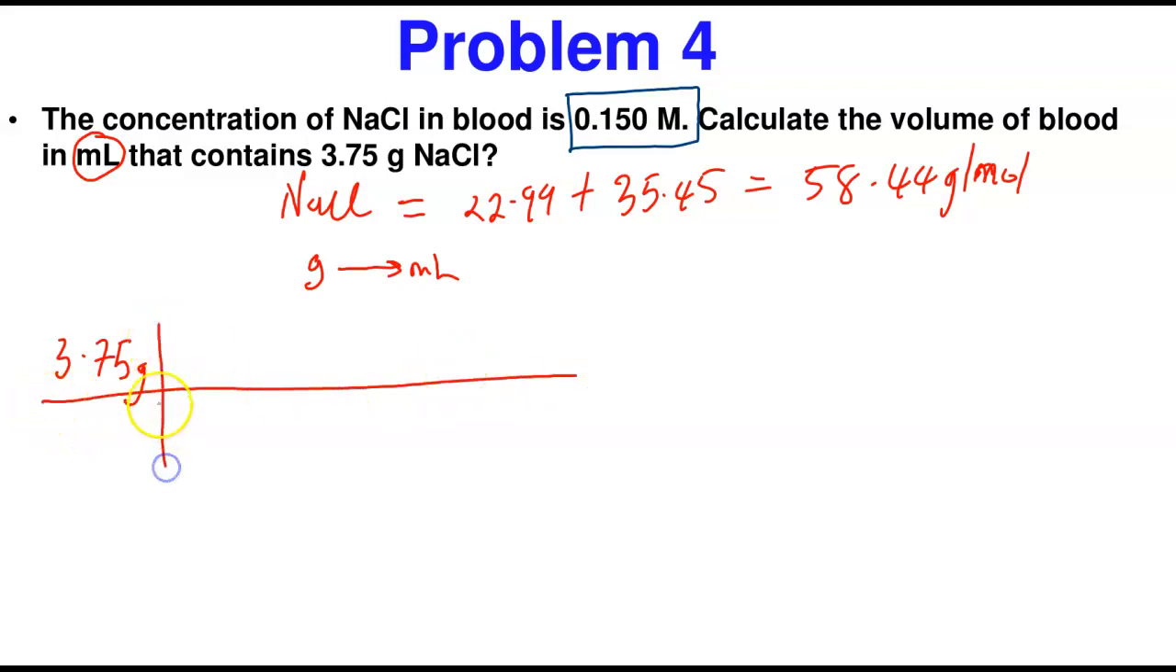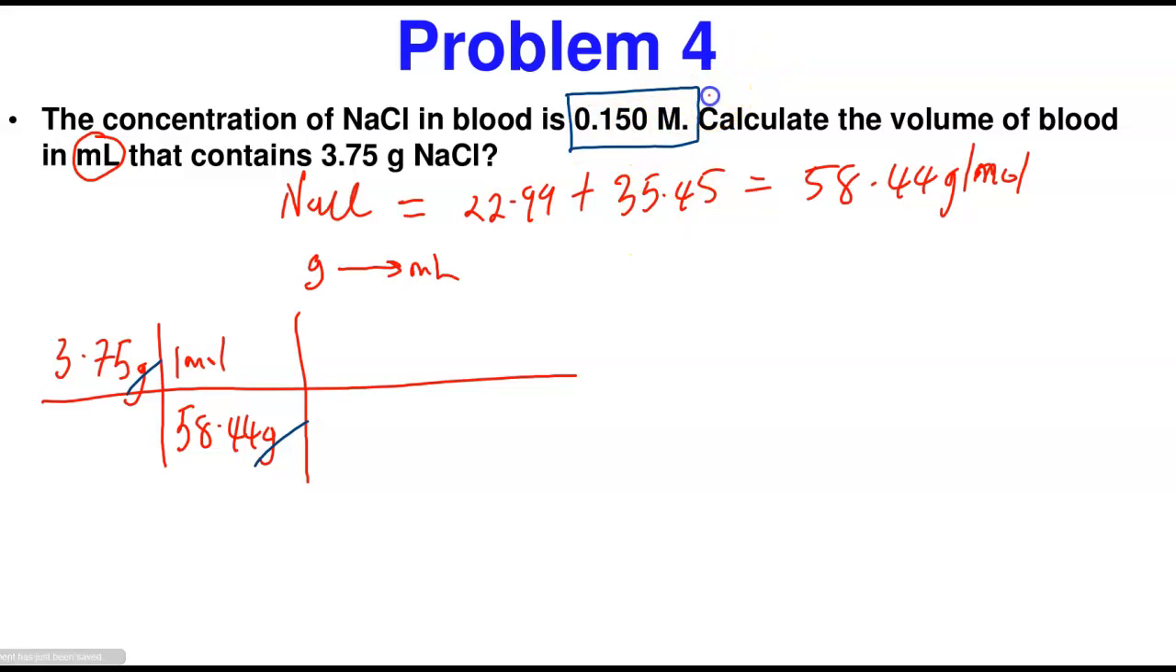I want to first of all convert it to moles. To convert it to moles, I'm going to use the molar mass. So it's going to be 1 mole over 58.44 grams. And then if you cancel, it starts saying that you have it in moles. The next thing you want to do is, I have it in moles, I can use molarity to convert it to what? To liters.